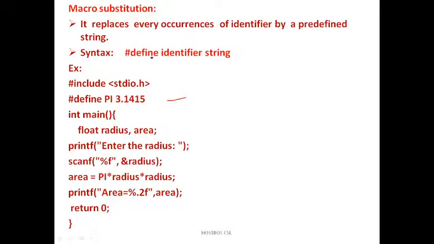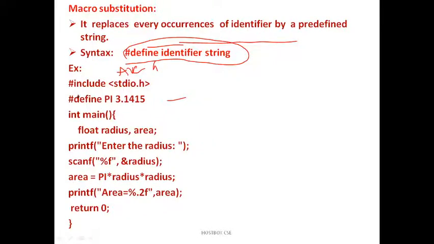It always replaces an identifier by a predefined string. The general syntax for macro substitution is: #define identifier string. Let's take the example of a simple program which demonstrates macro substitution and finds the area of the circle.